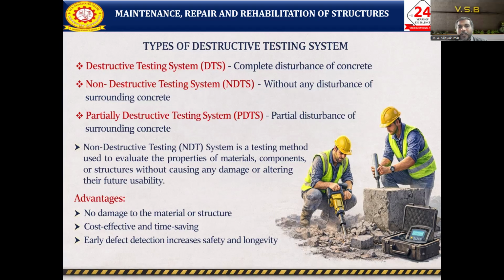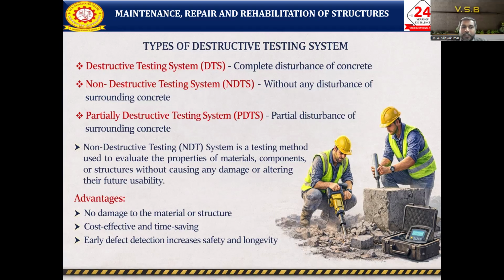Now we are going to discuss the NDT system elaborately. It's a testing method used to evaluate the properties of a material. If you take any concrete or steel, we should know what properties we can assess using NDT methods, and what components are included in that material. We can also assess the structure without causing any damage or altering its future usability, based on its existing condition, without deterioration or damage to the structure. That system is called the NDT system.